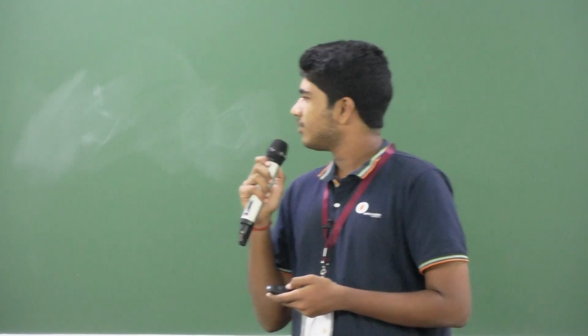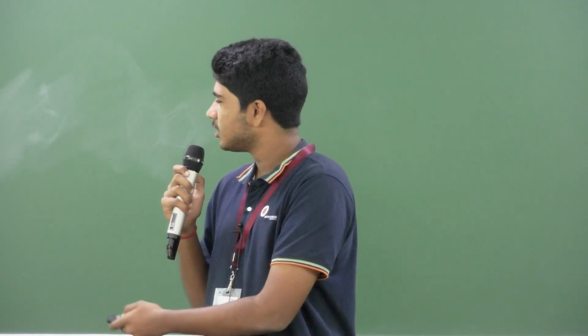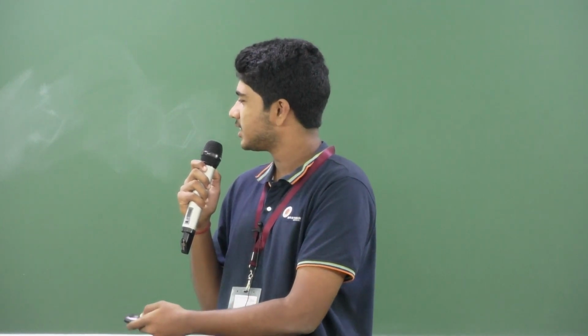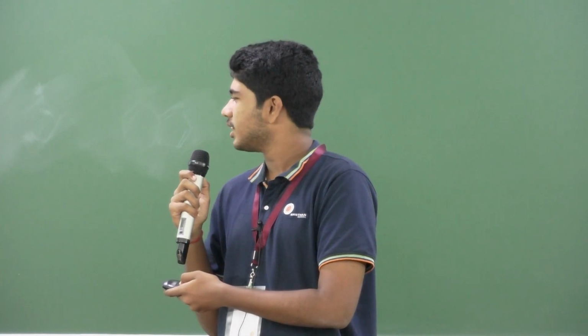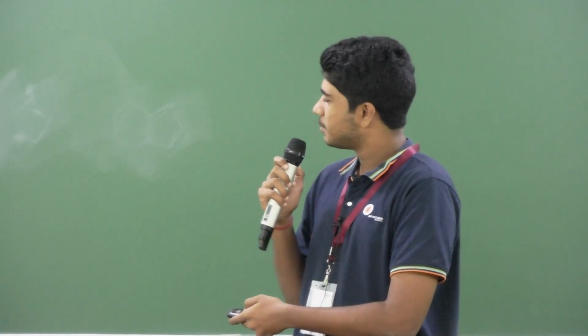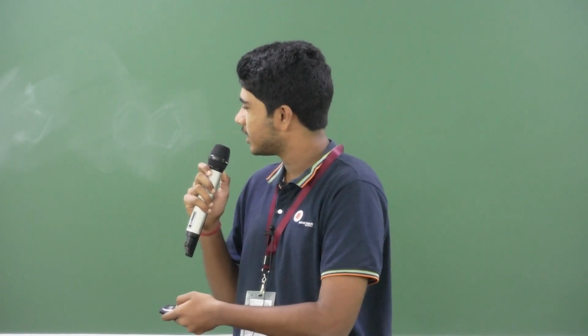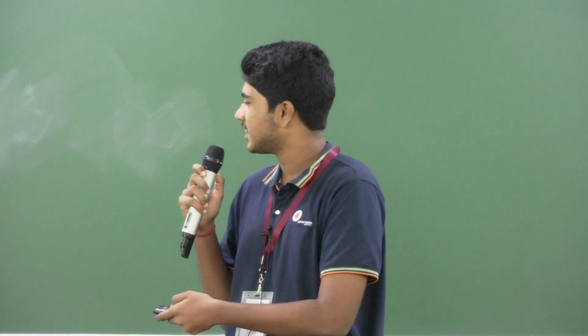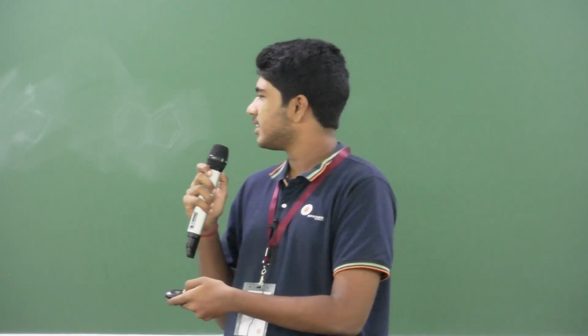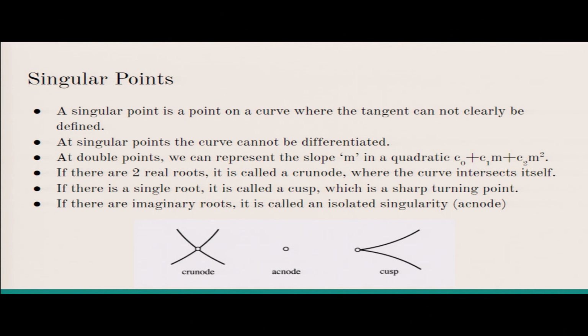So firstly, if we get two real roots, it's called a crunode, which is this one, where the curve intersects itself, and the two real roots are due to the fact that there's two lines crossing and each line has its own tangent. The second is if there's a single root, and it's called a cusp, which is a sharp turning point. Although it's not clearly visible here, it appears to form a single line as the branches converge together at this point, which has a single tangent. And the third is where there are imaginary roots, and it's an isolated singularity or acnode, which is this point.